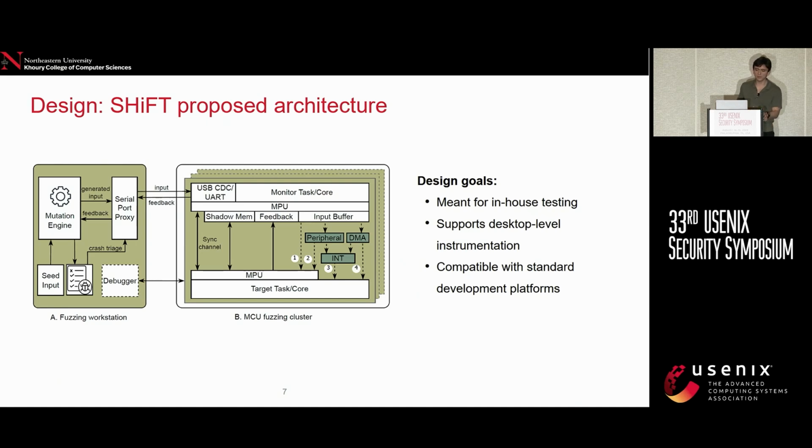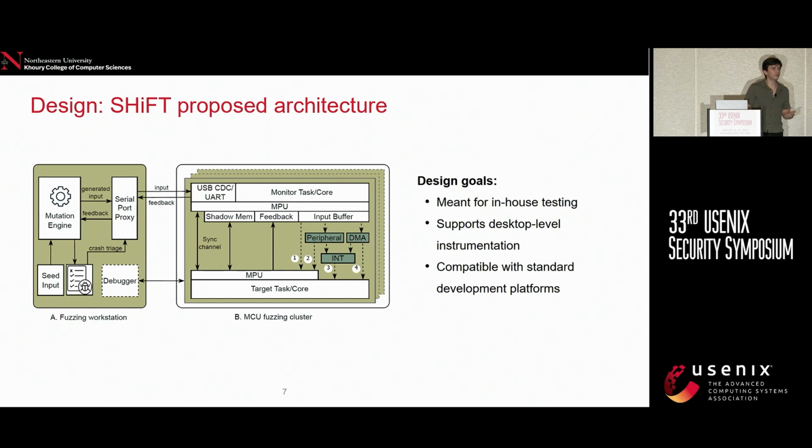So this is the architecture that we propose. Essentially, we have a workstation that only provides the mutated input to a fuzzer running on a cluster of MCUs, right? Within each MCU, we have two components: a monitor, which is a complete fuzzer as in a normal computer but without the fuzzing engine, since just the mutating engine is running on the computer. And we also have a target.